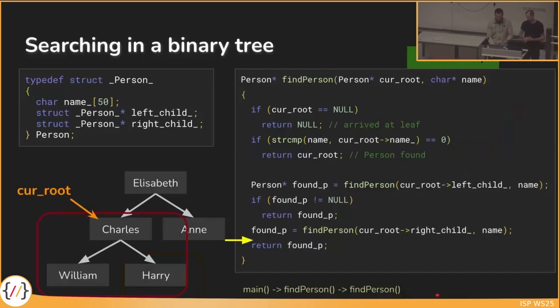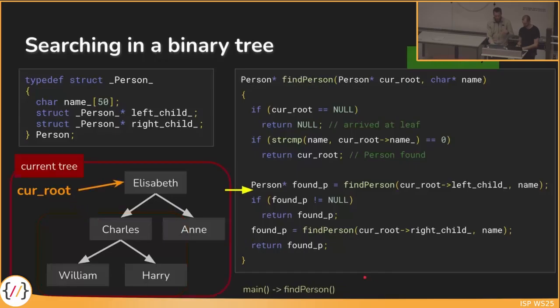Back to our previous function call where Charles was the root node. So now we got back from the right side of Charles in found P, the pointer to Harry. And this is what we return in this find person call now.